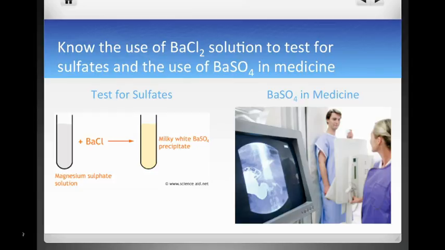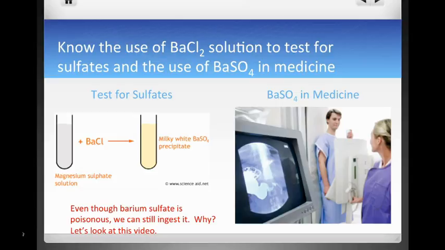Barium chloride and barium sulfate. Barium chloride is a test for sulfates. Barium sulfate is used in medicine. Even though barium sulfate is poisonous, we still ingest it. That sounds strange. The question that brings to mind is why? Let's take a look at this video of barium sulfate in medicine and see why.